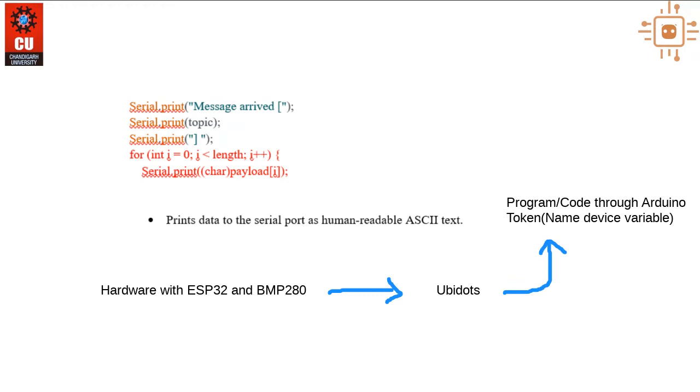So it is different from experiment one. Experiment one was for the introduction, so that is why a simple LED blink was there. Now instead of LED blink, we have the BMP280, the weather monitoring sensor. These values will be collected by Ubidots, and Ubidots is combined with the program through these variables, token and device variable.